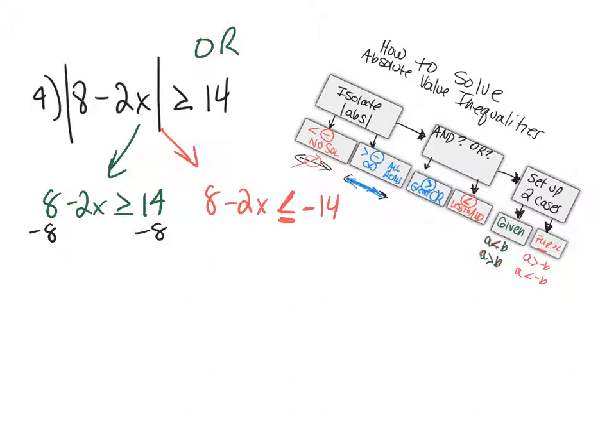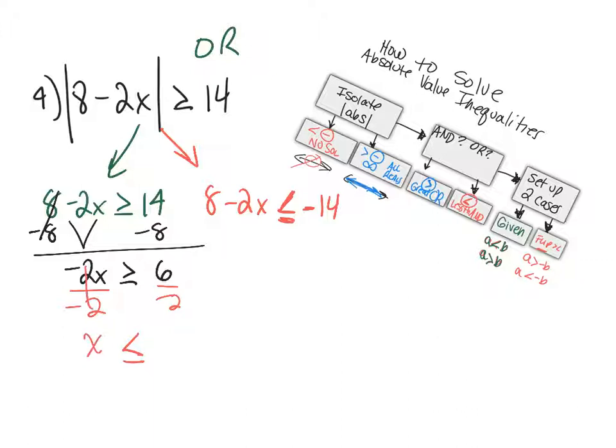When you subtract 8, you get negative 2x is greater than or equal to 6. I am then going to divide by a negative, which means I have to flip my symbol because that's the rule with inequalities. X is less than or equal to 6 divided by negative 2, which is negative 3. This is an or. Now I'm going to solve the other one.